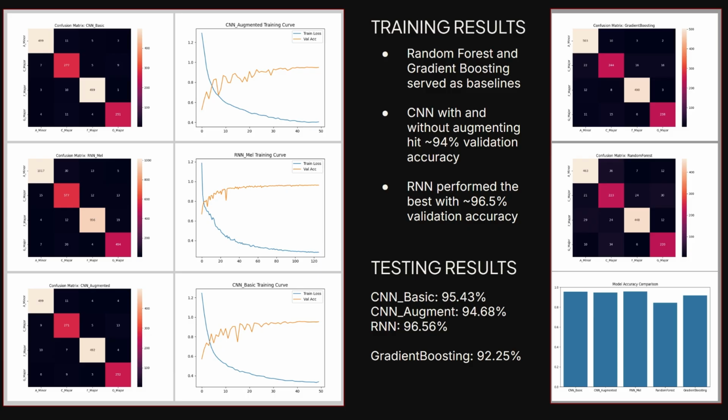So here you can see our training and testing results. For our training results, we have our baseline gradient boosting and random forest on the right, and we have our deep learning models on the left. So we see that the RNN had the best validation accuracy at around 96.5%. And in testing, we see that the RNN also maintained the highest accuracy with around a 96.6% test accuracy, with the CNN having a 95.5% accuracy, and the augmented CNN, surprisingly, having a lower accuracy than the other deep learning models. And now let's show a quick demo.